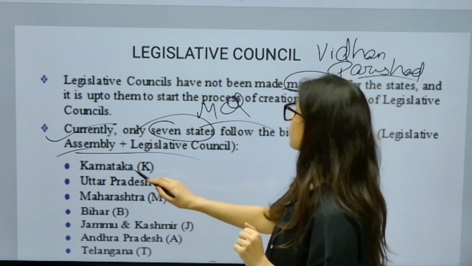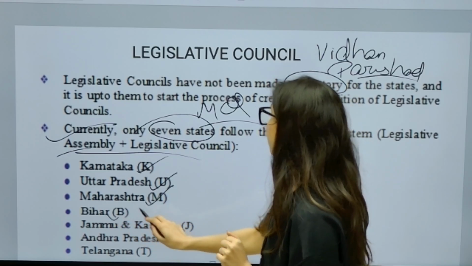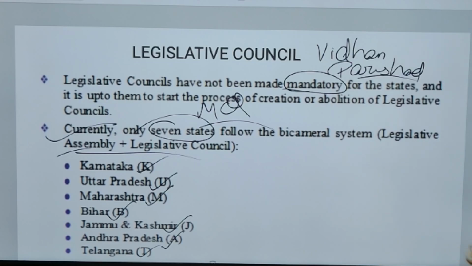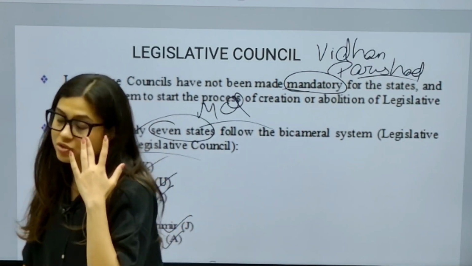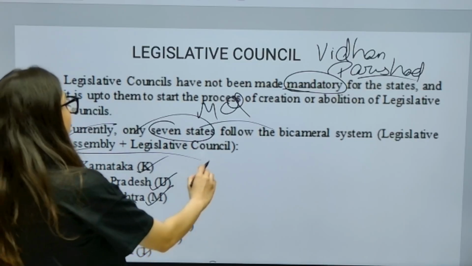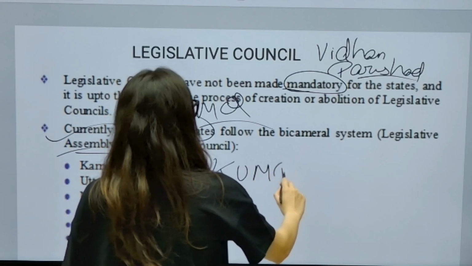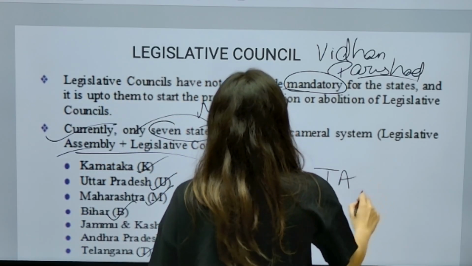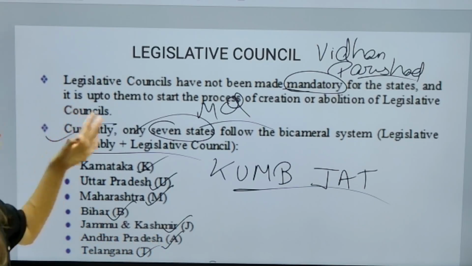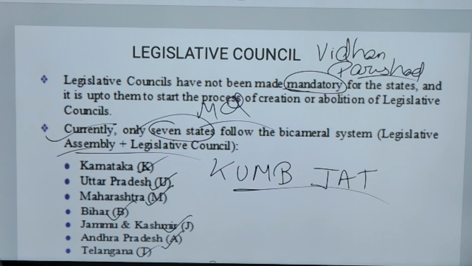Karnataka has two houses, as do UP, Maharashtra, Bihar, Kashmir, Andhra and Telangana. All these 7 states have two houses. Jammu and Kashmir is a UT with legislature, so it chose to keep two houses. Fine. So you have to remember this, and you can make a mnemonic. Kumbjat: Karnataka, UP, Maharashtra, Bihar, Jammu and Kashmir, Andhra and Telangana. This is the mnemonic to remember the bicameral legislature states.